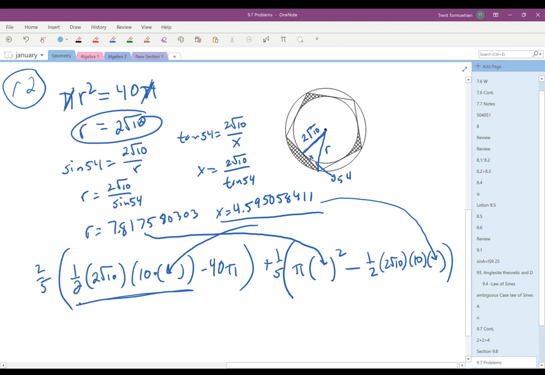To simplify things, I'm going to make this 1/2 and that 2 go away because they equal 1. I'm going to do it over here as well. On the first one, I'm just going to do this whole thing. So it's going to be 0.4, or 2/5, times the square root of 10 times 10 times x, which right now is my answer, so I'm just going to multiply this times the answer. Then I'm going to subtract away 40 pi.